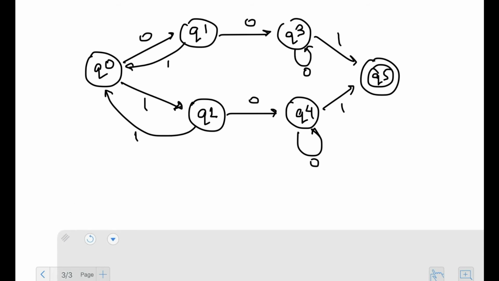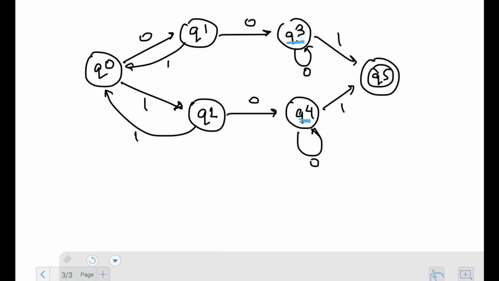Now in this case, when I'm doing the DFA minimization, I wouldn't say that Q1 and Q2 are equivalent because they are going on 0 to different states. But if I look at Q3 and Q4, I can see that they are equivalent because on 1 they go to Q5 and on 0 they just stay at their own state.